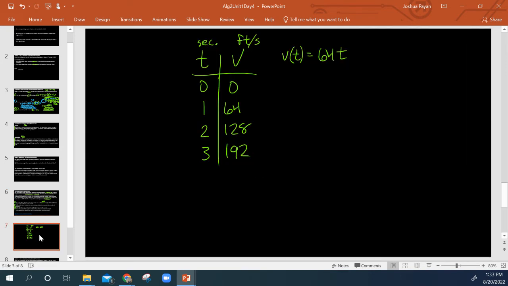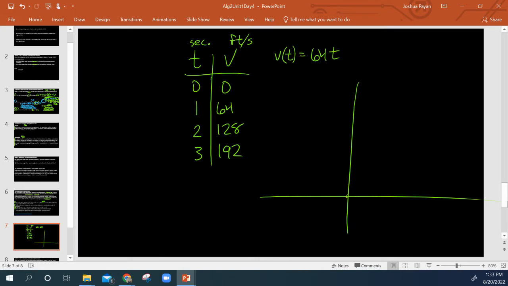If we sketch the graph, it's going to look something like this. We would start at 0. Here is t, time in seconds, and we'll stop here at like 4 seconds, and 3 seconds, and 2 seconds, and 1. So in 1 second, we're at 64. In 2 seconds, we are at 128. 3 seconds, we are at 192. And you can see where this is going. We're going to be going stupid fast in a matter of seconds.